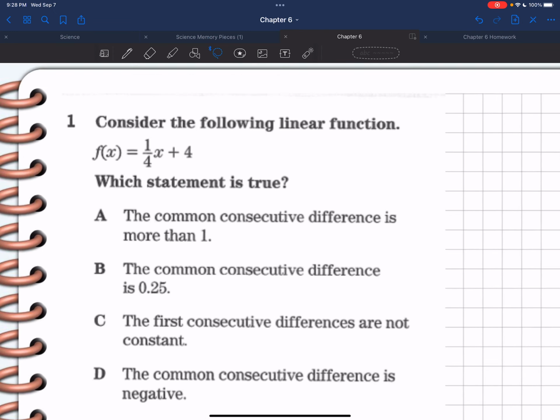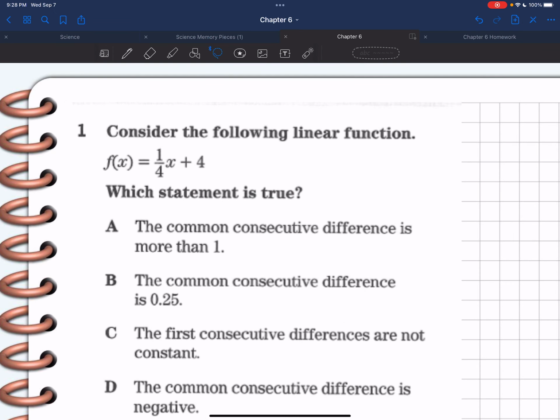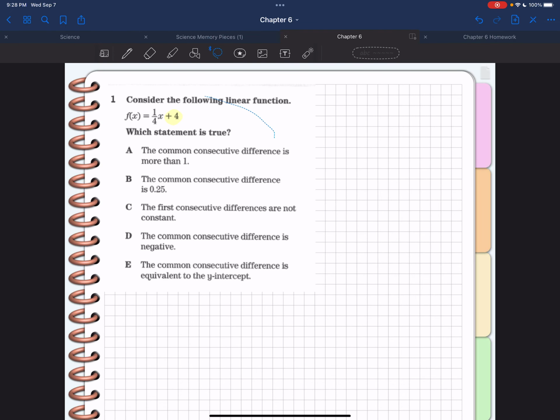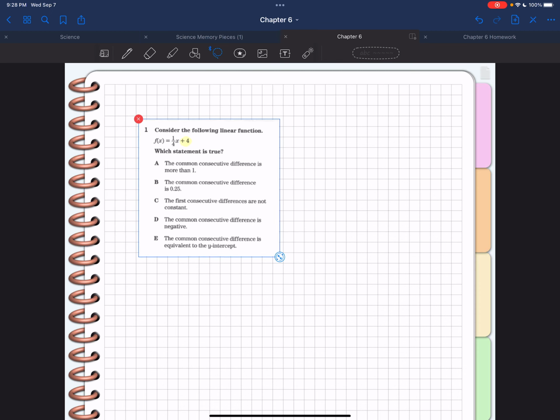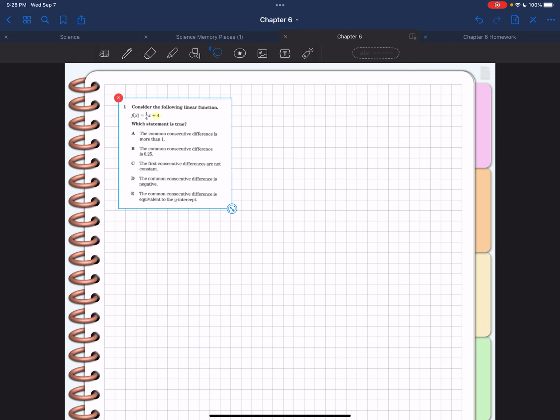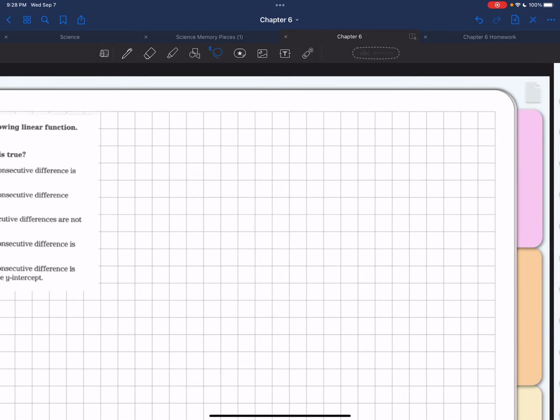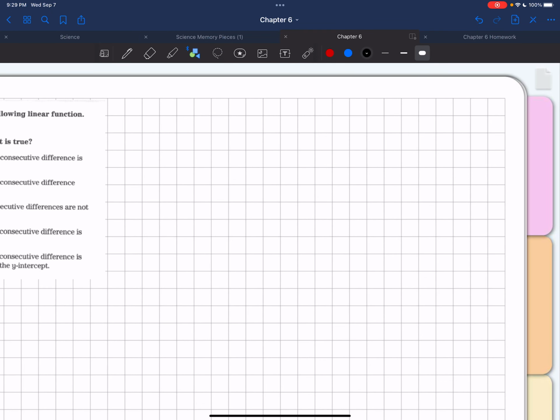Well, let me go ahead and identify the y-intercept. That is going to be this number right here, because this is in slope-intercept form. So the y-intercept is positive 4. So the only way I'm going to be able to answer this question, you guessed it, is to draw out the common consecutive differences table. So let me build one of those right here. And you can build it with me if you would like to.